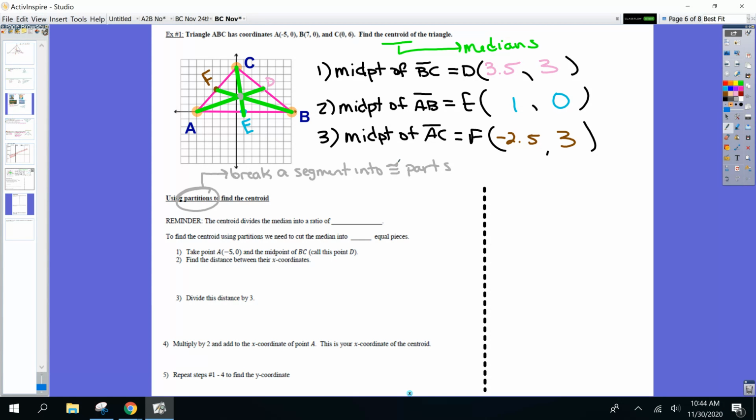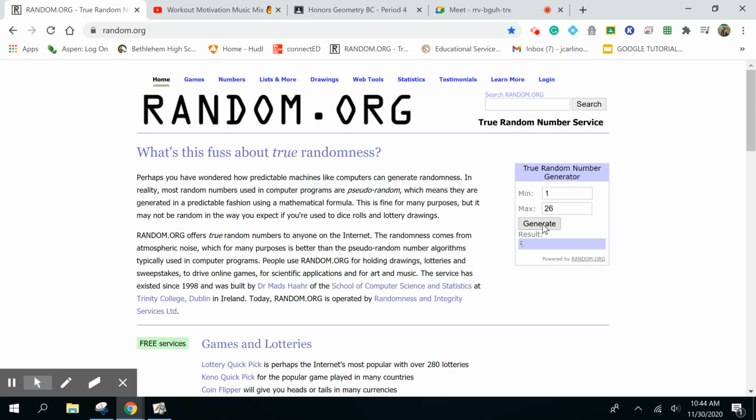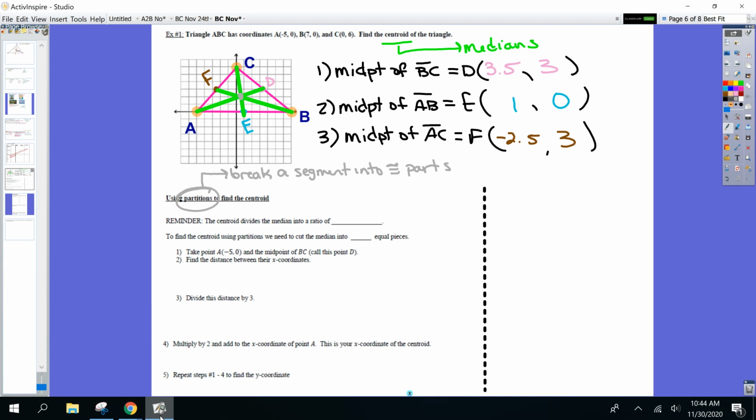Reminder, somebody remind me, the centroid divides the median up into a ratio of what? Quincy, median centroid breaks it up into a ratio of? 2 to 1.